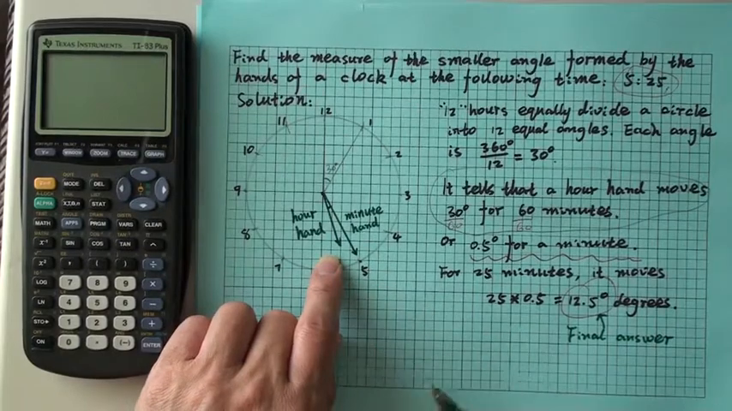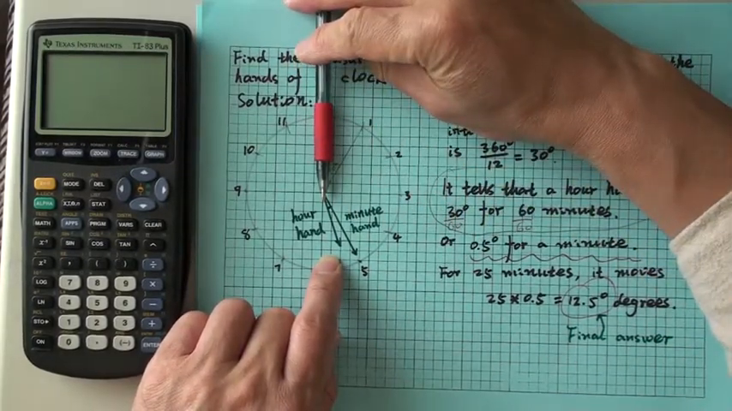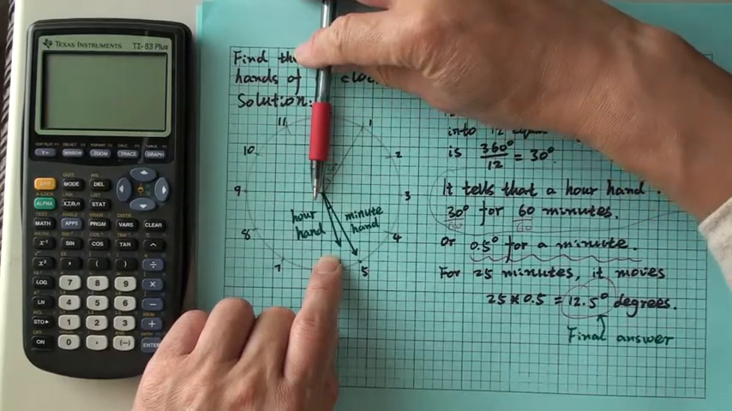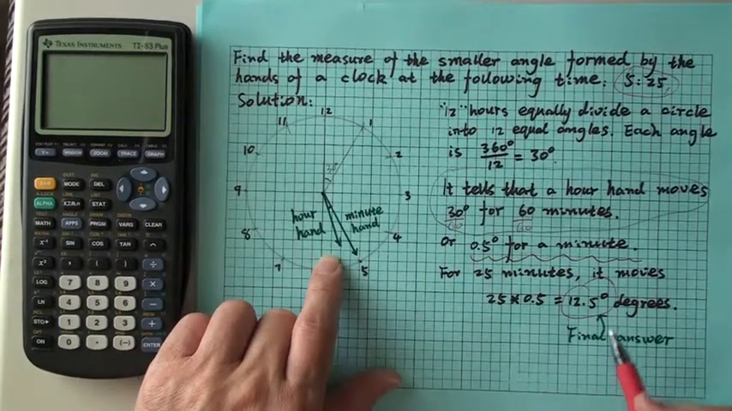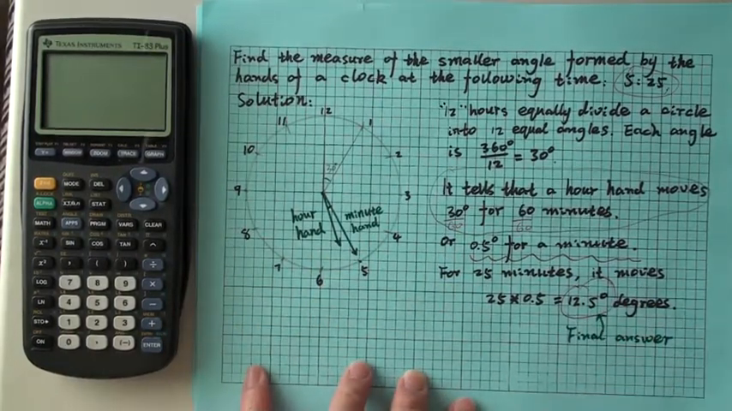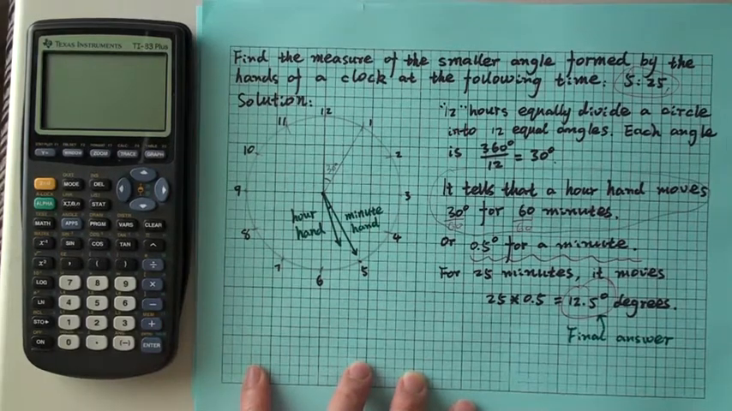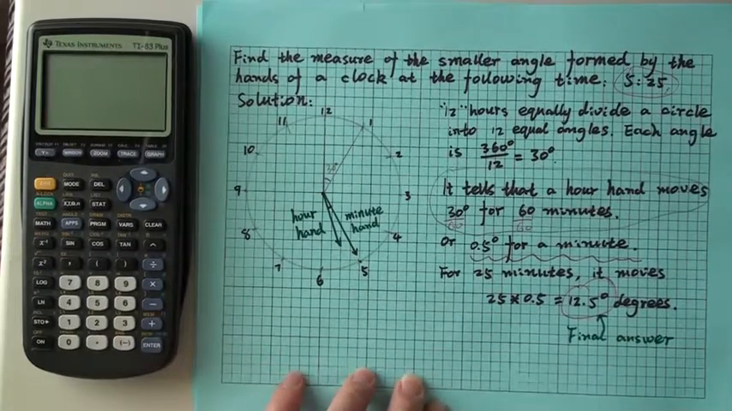We know that at 5 o'clock, the minute hand is right here, and 25 minutes later it goes here. So basically this is the final answer. 12.5 degrees is the final answer between the hour hand and the minute hand.